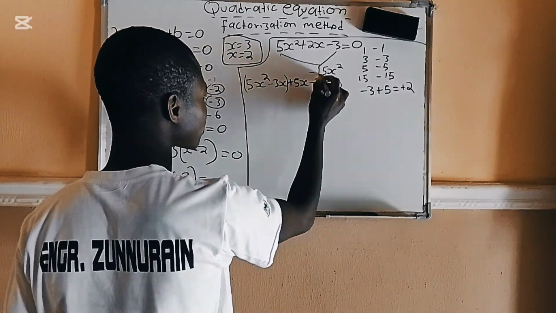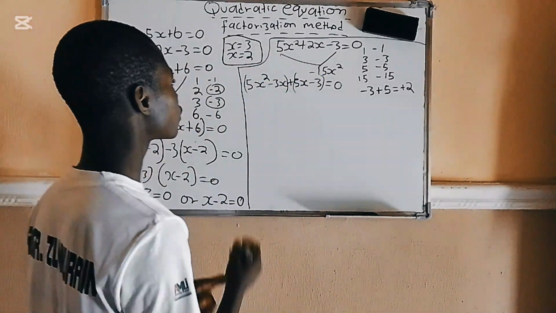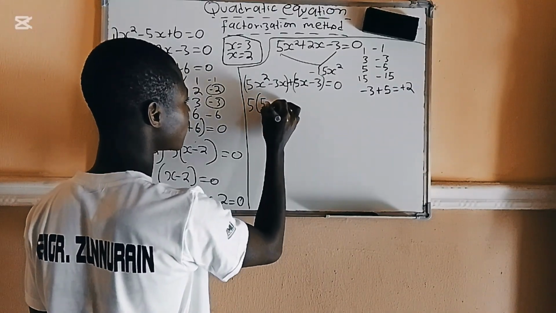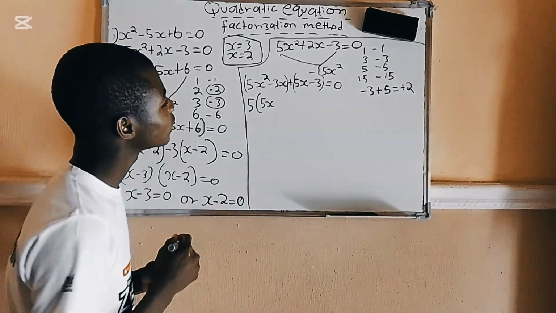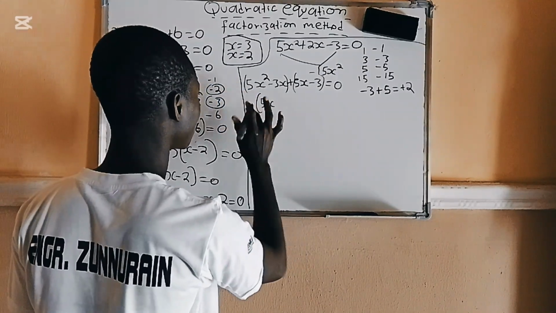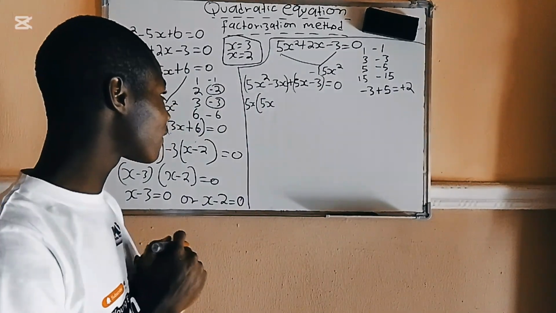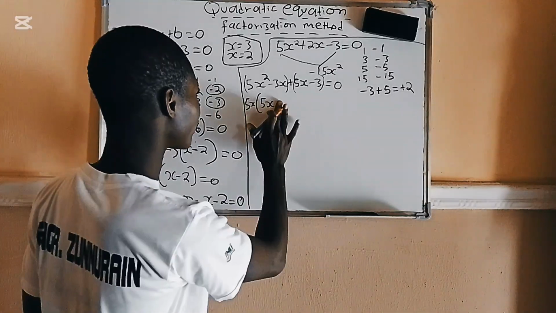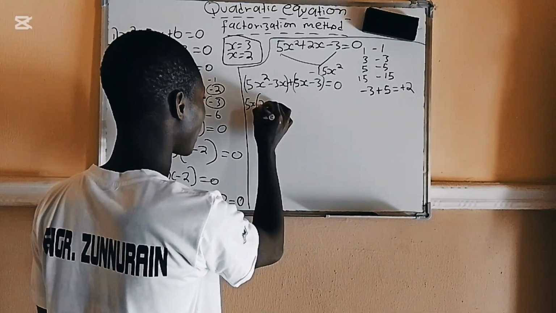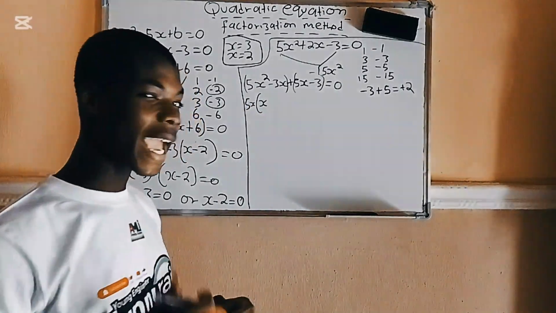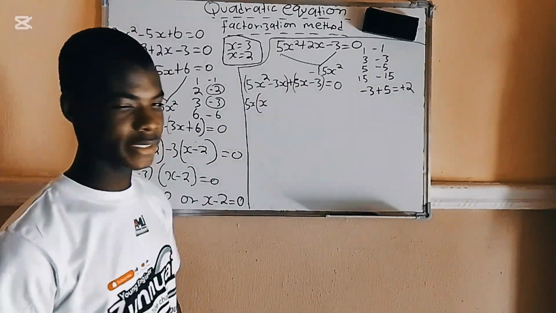So you have to do it like this. Let's factor out 5x. Okay, sorry, I have to say 5x here. Because 5x multiplied by what? I'm going to put x here. Sorry for that. 5x multiplied by x will give you 5x squared.